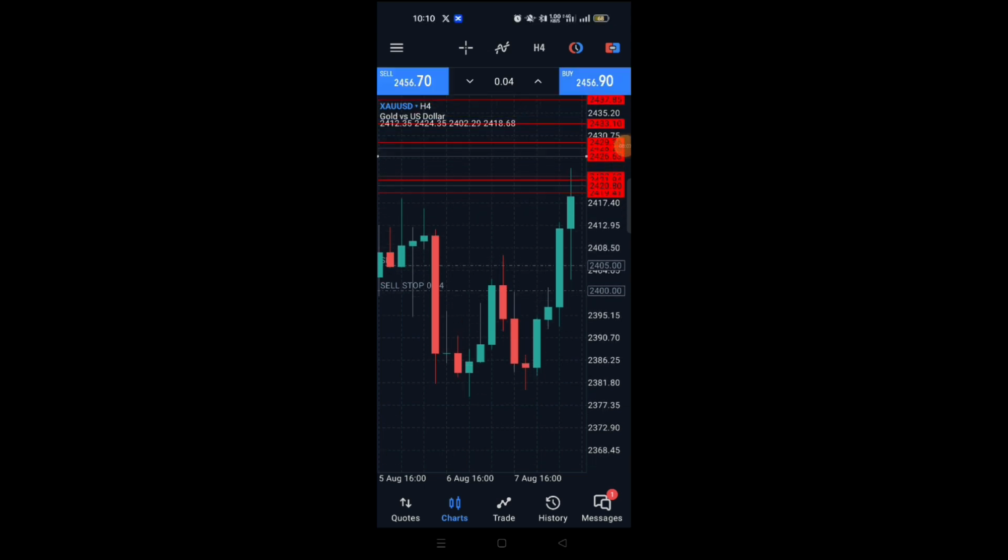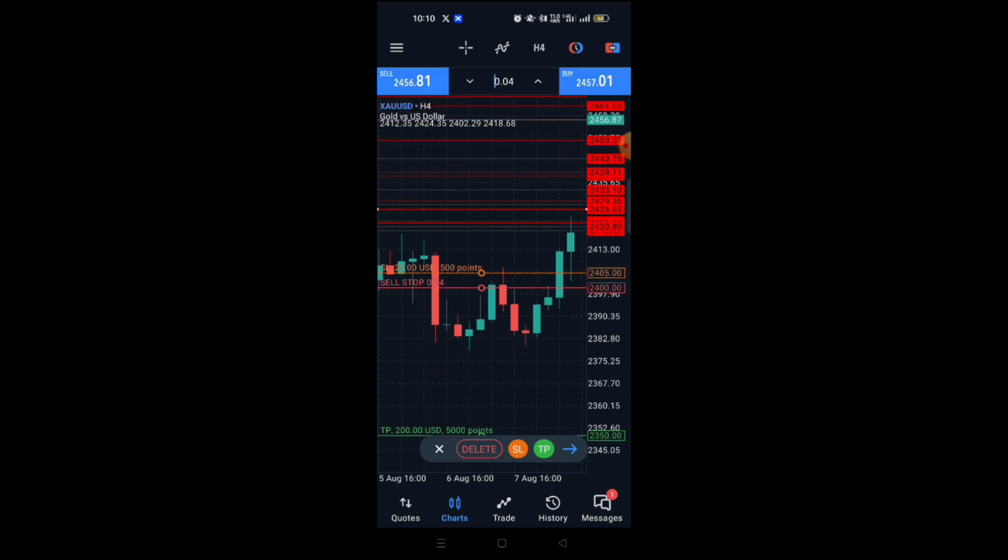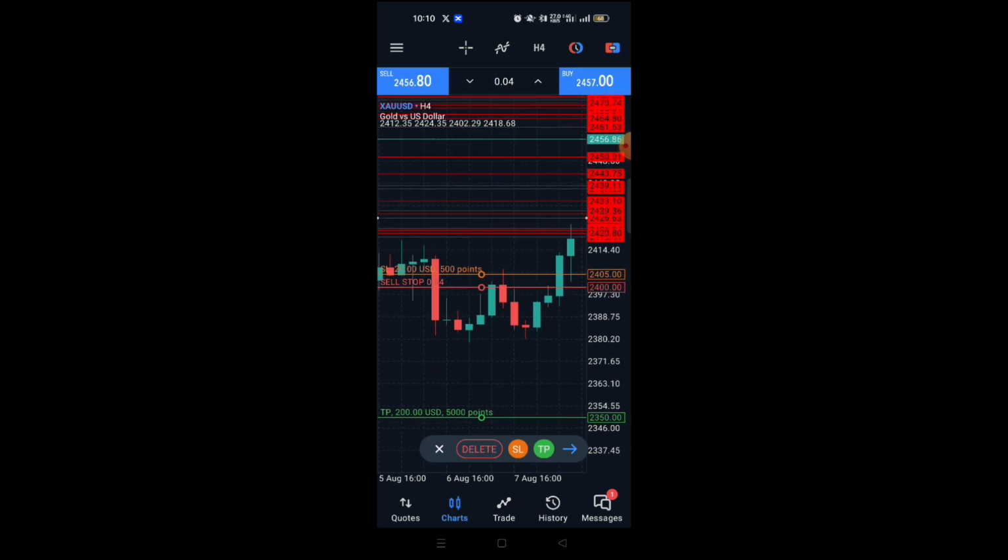So this is my entry. I'm trying to sell at 2400. This is what this means. I'm selling at 2400. My SL is 2405. If you click on this button here, it will show you everything. So I'm using $20 and my TP is $200. As you can see it at the ground here. This is my TP here, $200. SL, $20. Simple and short. So that is how you calculate it. If you are using MetaTrader 5, you can easily see it to know that you did not make a mistake.